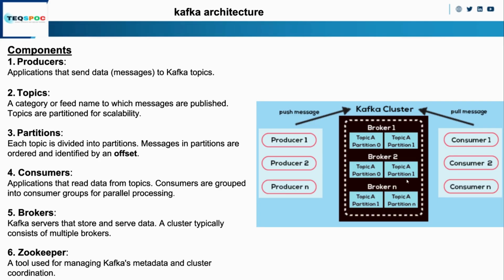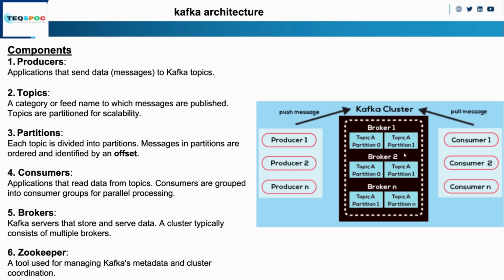If you look at the picture, this is a very high level overview of the architecture, where on one side there are different producers pushing messages into the Kafka cluster, and on the other side there are consumers pulling messages from the same cluster. Inside the cluster, you will see three brokers: broker 1, broker 2, broker 3. Inside each broker, there are topic partitions, not topics. There is only one topic here, topic A.